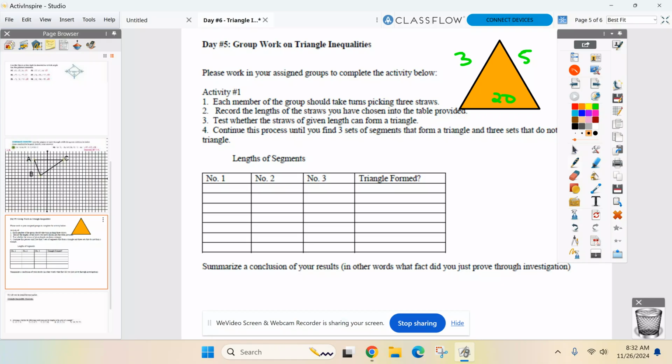You can see here it says each member of your group should take turns picking 3 straws. That's not going to happen in this class anyway. I'm not going to go down to the level of straws. My students are better than that, so I have licorice that I'm going to give you right now. Each group's going to get 3 pieces of licorice. Your first job is to do the following, and it looks like everyone's got rulers with them, or at least a couple rulers within your groups.